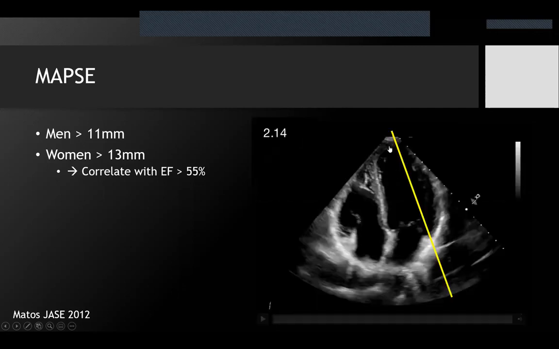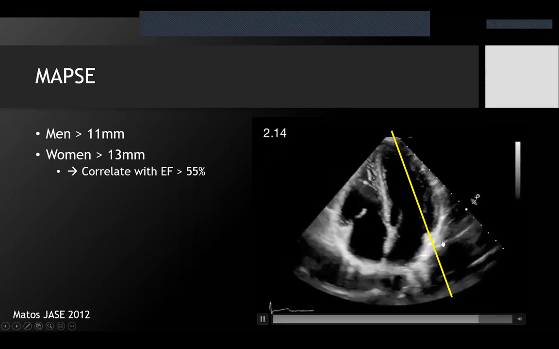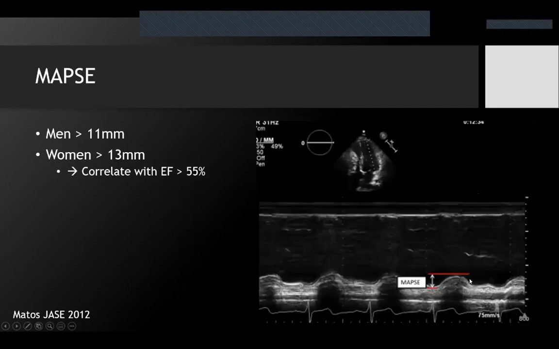So you put your M mode cursor over the annulus, and the M mode is going to plot this movement over time. Over time it's up and then it's down, up and down. So you see that here, and you're going to measure that distance. That is your MAPSE, that simple. Any questions or thoughts about MAPSE?